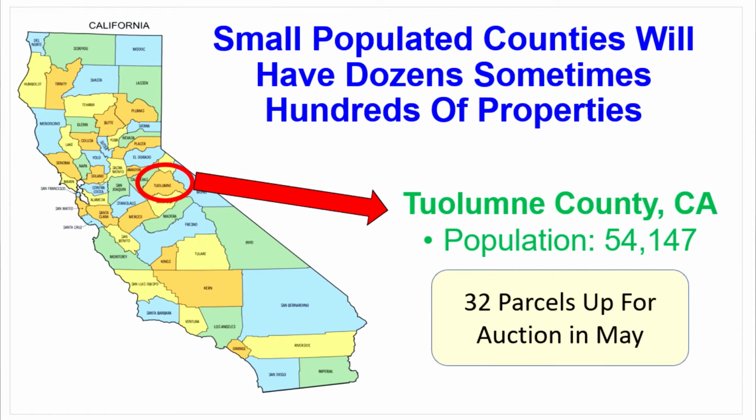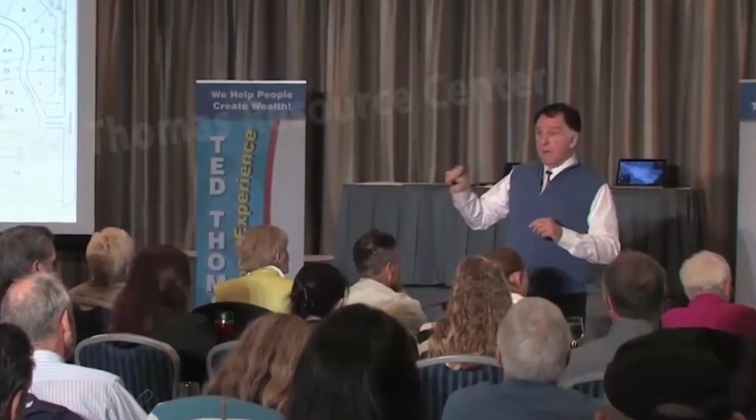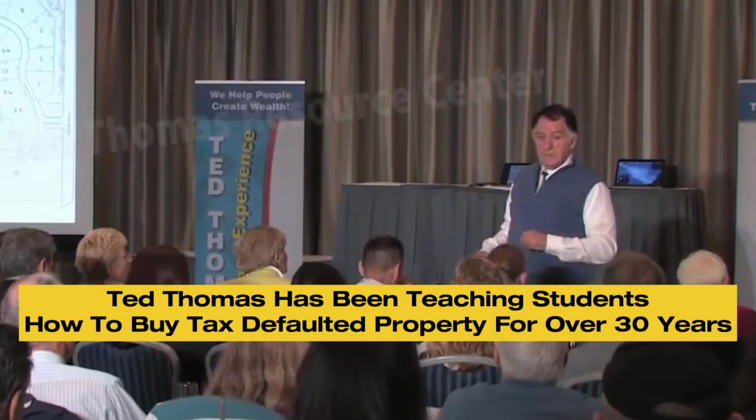All right, the small population counties, they're going to have dozens of properties. They might even have 100 properties that are single-family homes that you could buy to generate revenue and cash flow. Now, the large population counties, they're going to have hundreds. Sometimes they're even going to have thousands of these tax-defaulted properties to sell. I don't know how many each one of these auctions is going to have, but don't be surprised if there's 1,000 properties that you have to choose from at a tax-defaulted auction. This is happening every day across America.